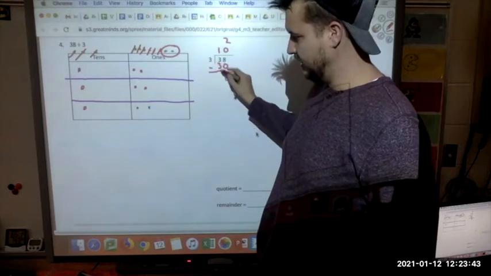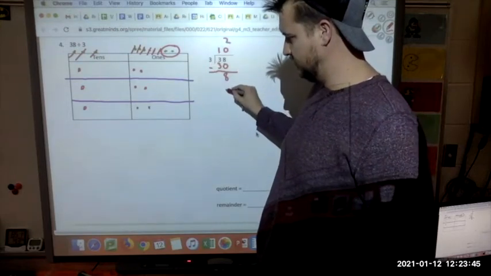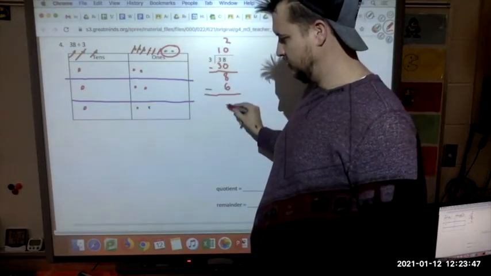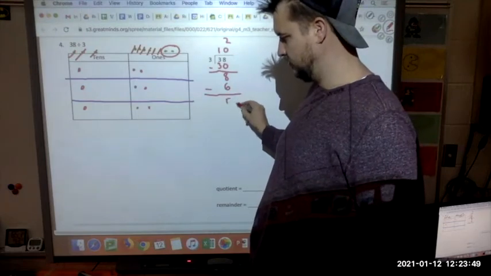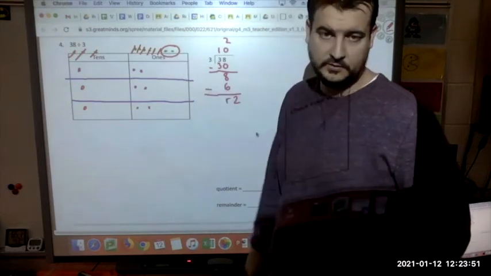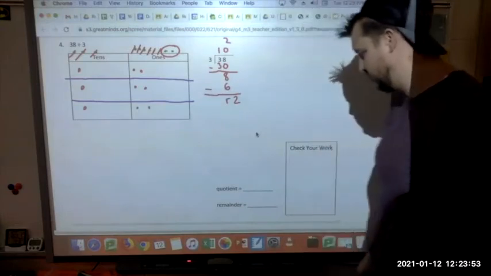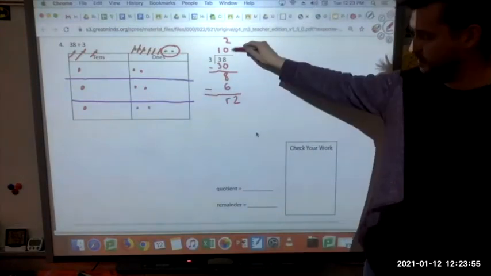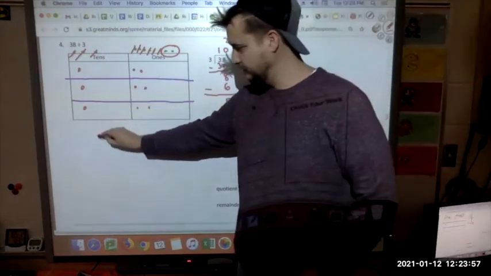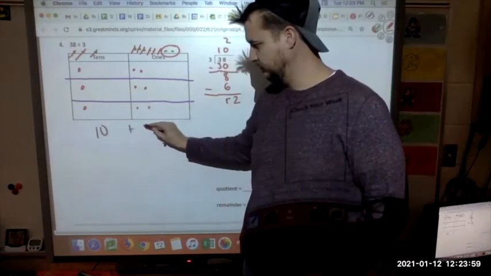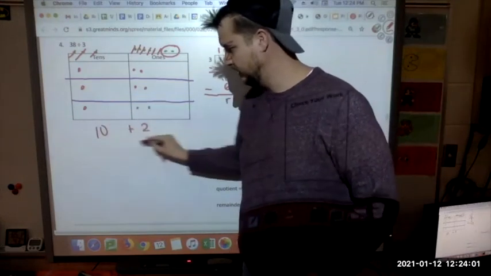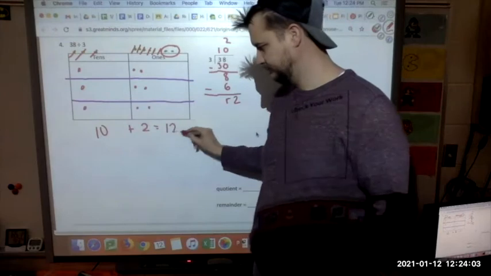Closest I can get to 8 is 6. 3 times 2 is 6. You get a remainder of 2. Okay? So to check your work, your quotient, I have to add these up. 10 plus 2 ones in one group, that would equal 12.